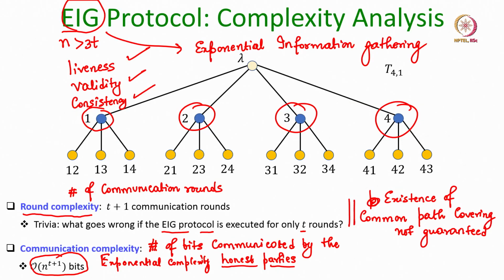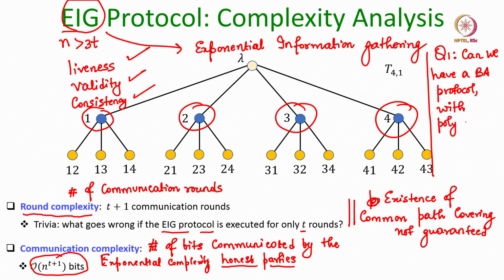Okay. So, we now have a next set of interesting questions. Question number 1, can we have a BA protocol with polynomial complexity? And the answer is yes. Of course, the EIG protocol is not the answer. We have some other protocols which we will discuss in subsequent lectures.